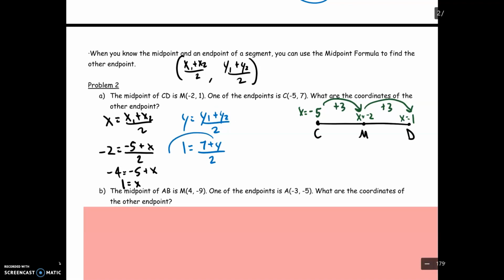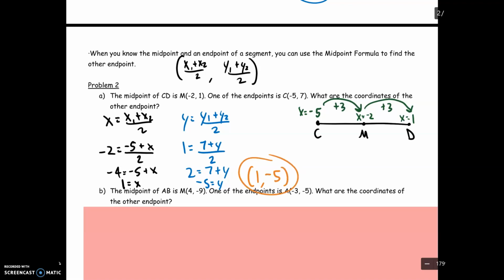Same as what we did for the x's, I can just take this and solve that for y. Multiplying by 2, I get 2 equals 7 plus y. Subtracting 7 from both sides, I get that my y coordinate should be -5. And that actually completes our answer, because now we have both. We have the x coordinate and the y coordinate. We know that the x coordinate was 1, the y coordinate was -5.